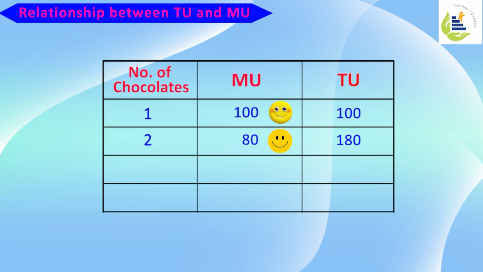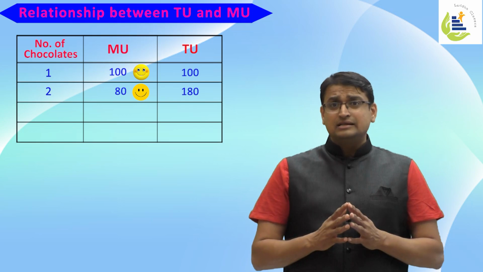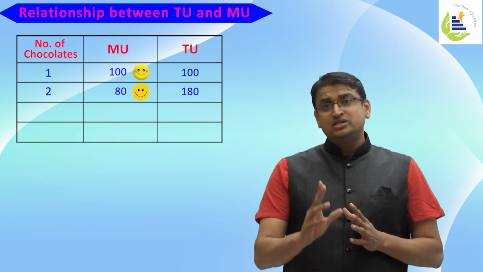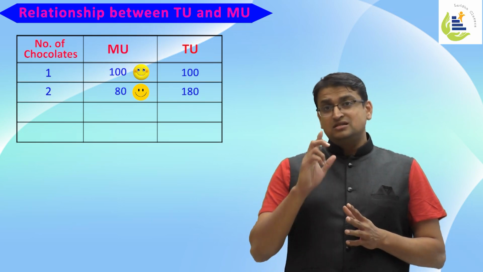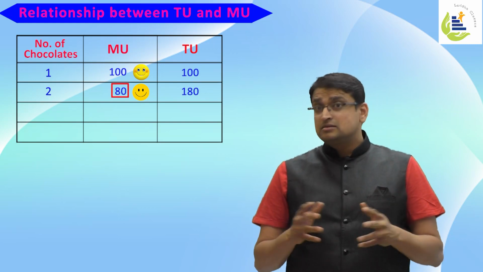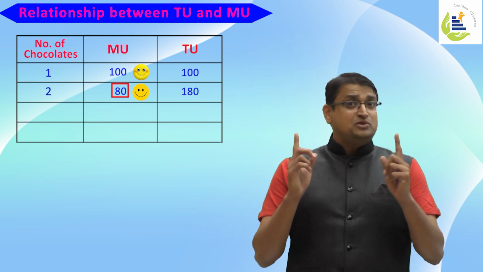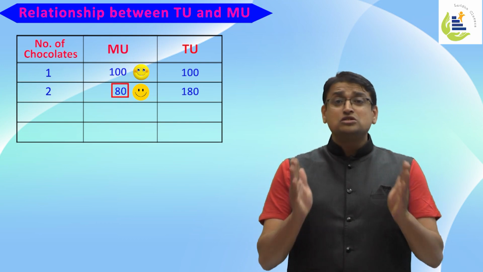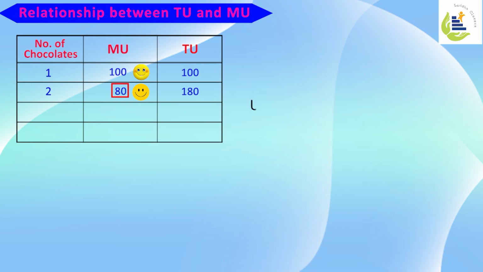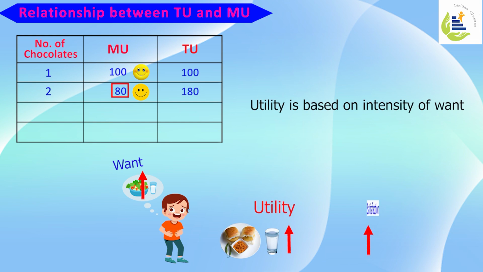Here, I want to momentarily stop the example and explain a point. The point is why the marginal satisfaction is less for the second chocolate. Any answers? Any guesses? Let's understand. If you happen to remember, one of the features of utility is that it is based on intensity of want. The higher the want, the higher will be the utility and the higher will be the satisfaction.